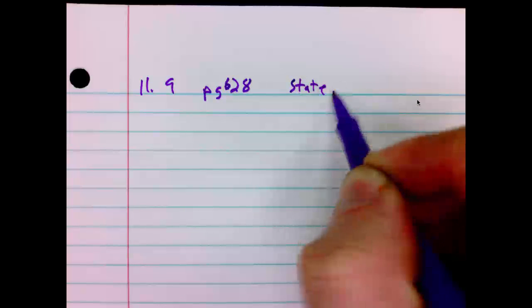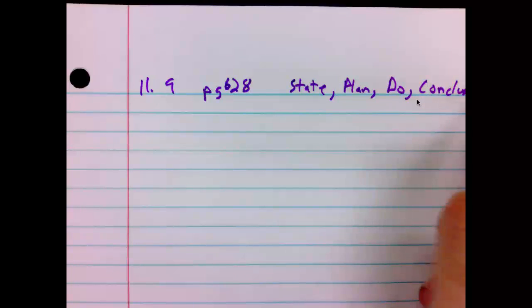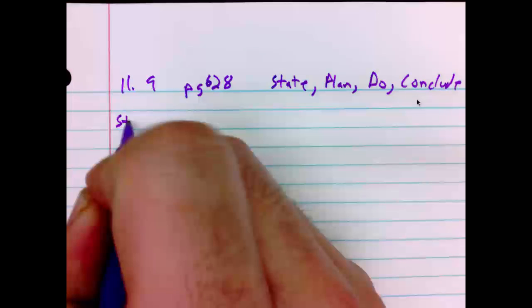All right, we're going to use our inference toolbox. That is our state, plan, do, conclude outline. Okay. State, plan, do, conclude. So, state.